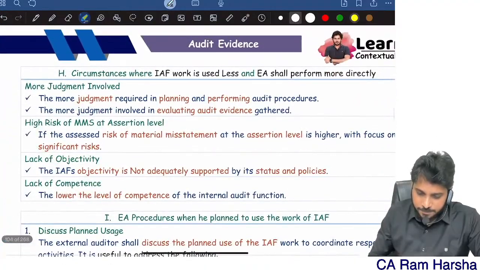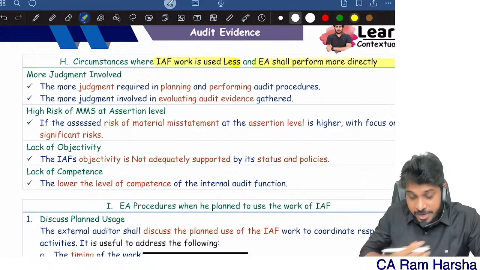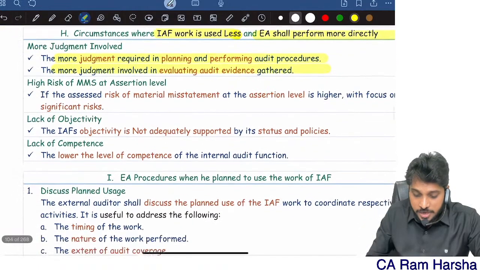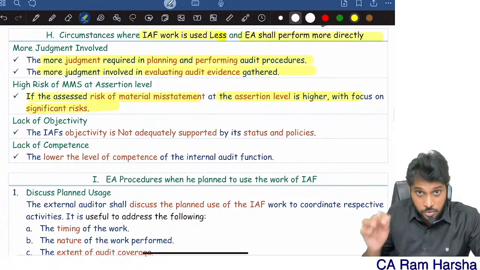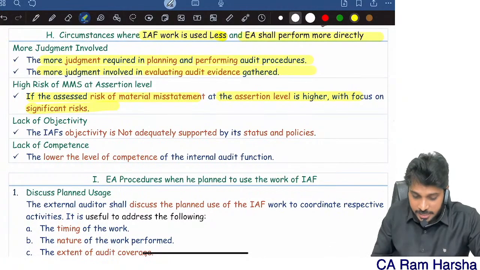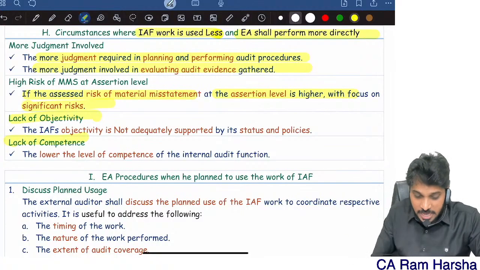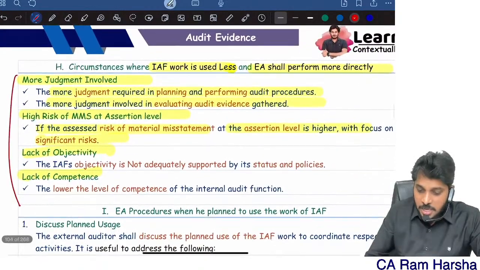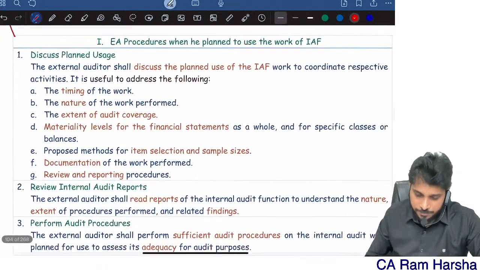Okay, next, circumstances where internal audit function work has to be used less, where we shall perform more of the work directly. More judgment is required in planning and performing, more judgment is involved in evaluating evidence. If the assessed risk of MMS at assertion level is high, that time also you have to perform the work directly. Internal auditor is lacking objectivity, internal auditor is lacking competence, high risk is there, more judgment is involved. In all these 4 circumstances, you have to perform the work directly and depend less on the internal auditor.